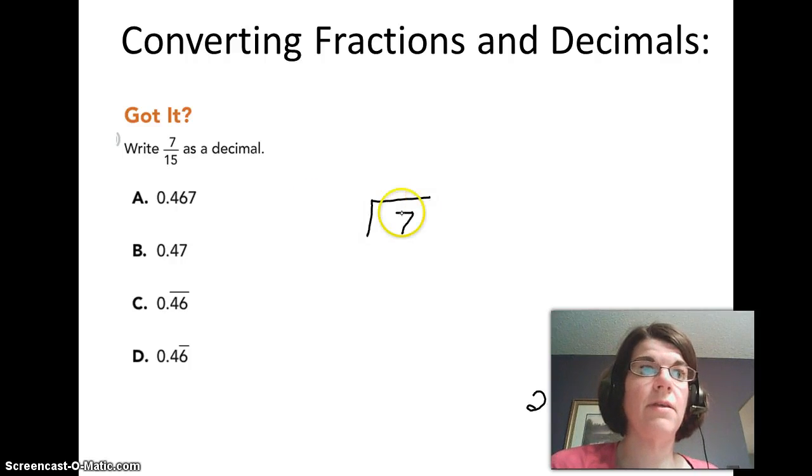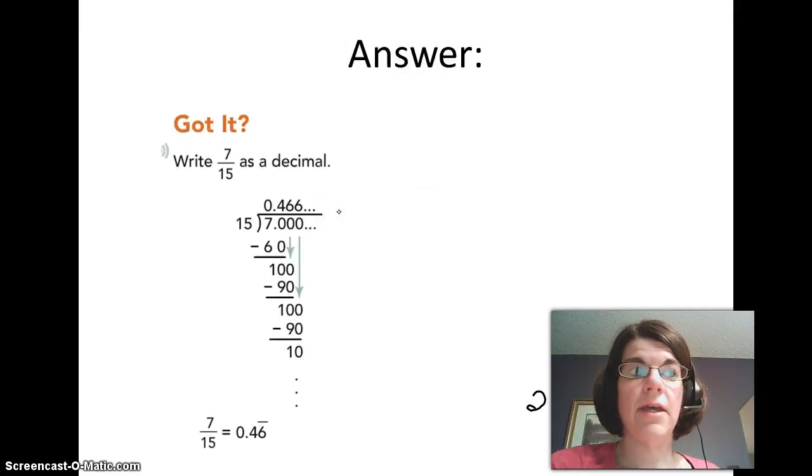Remember 7 and then 15. And let's take a look at the next slide. And the 6 is repeating. So 15 goes into 74 times, and then we bring down a 0. It goes in 6 times, and the 6 keeps repeating. We get the same remainder over and over again.